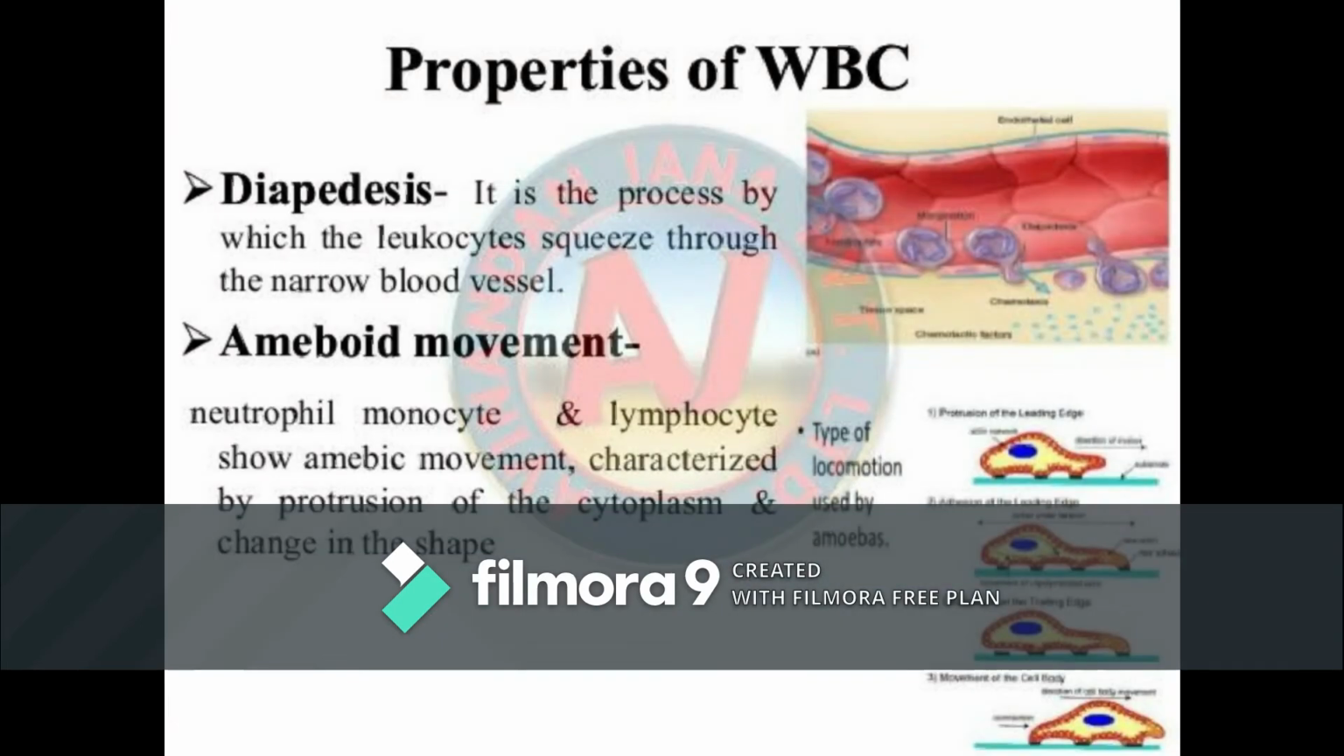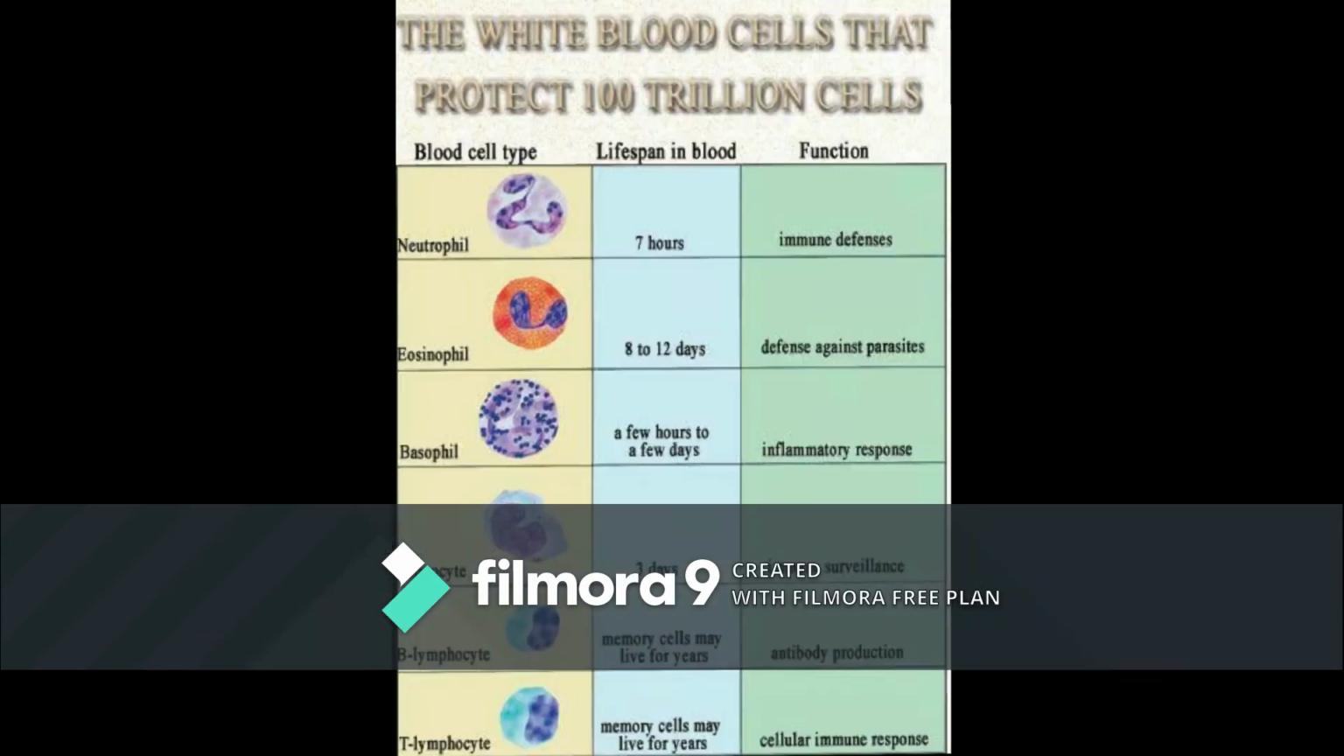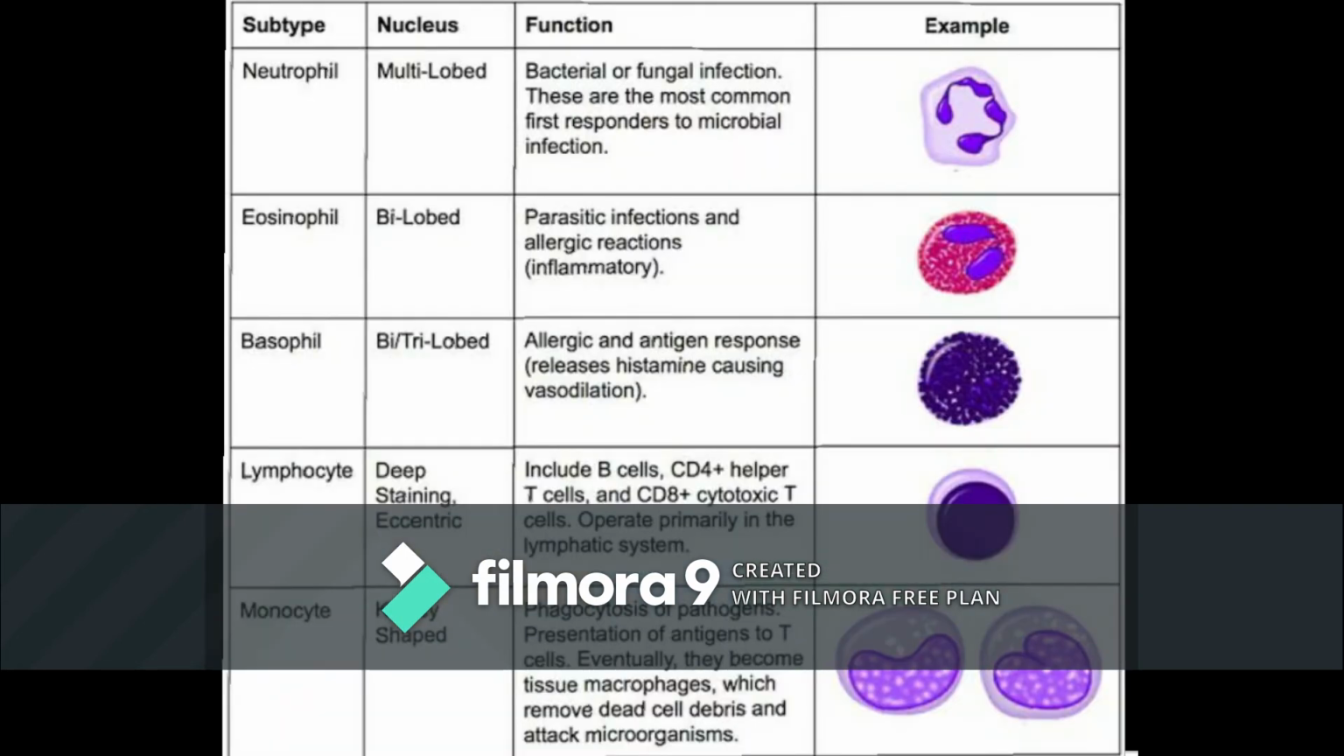White blood corpuscles. These are clear cells lacking hemoglobin. They are nucleated cells exhibiting amoeboid movement. They protect the body against invading microorganisms and remove dead cells from the body. There are 5 types of leukocytes: neutrophils, eosinophils, basophils, lymphocytes, and monocytes.